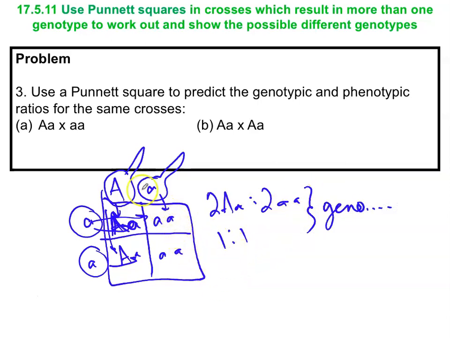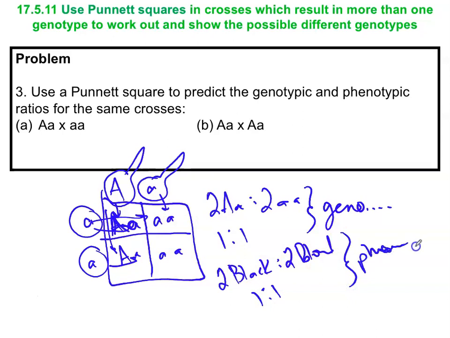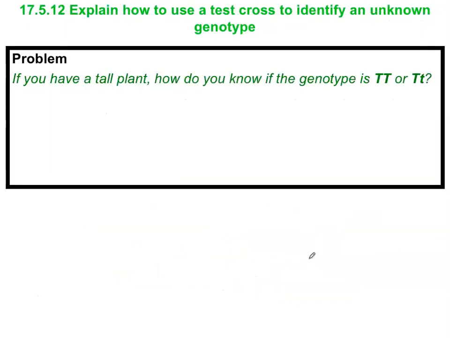If we look at the phenotypic ratio, it's the same thing. Whatever big A, little a is, it's going to result in, let's say, black hair. I know the letters don't match up. So 2 black-haired individuals compared to 2 blonde-haired individuals. Reduce the numbers again: the phenotypic ratio is a 1-to-1. You're going to do the other one on your own, and then we're going to come back to our lesson.